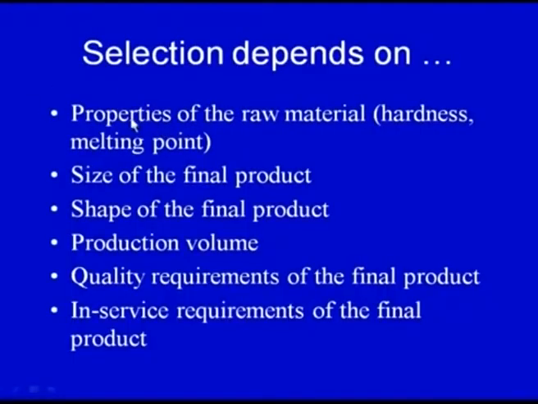So just to summarize, the parameters used for selecting among the various manufacturing processes, or the factors taken into account while selecting a manufacturing or processing technique for a specific material when it has to be converted into a final product, are on your screen. The factors are the properties of the raw material such as hardness and melting point, the size of the final product, the shape of the final product, the production volume, the quality requirements of the final product, and the in-service requirements of the final product.